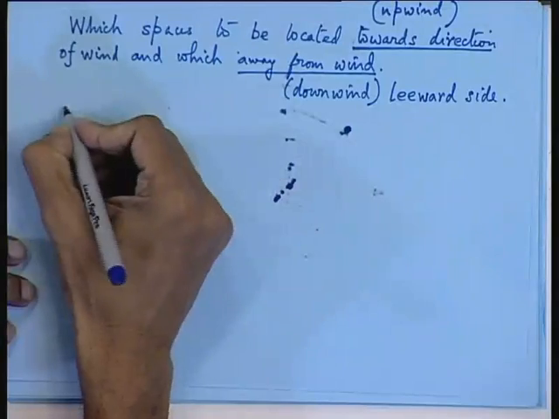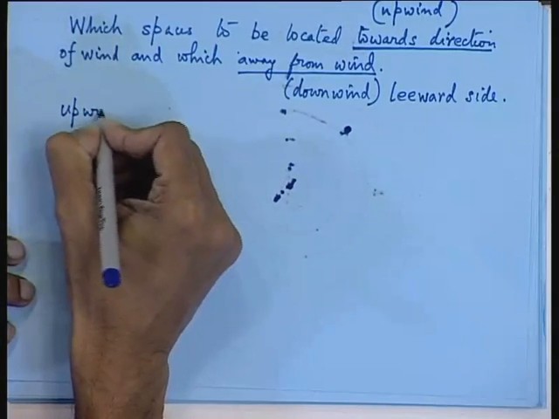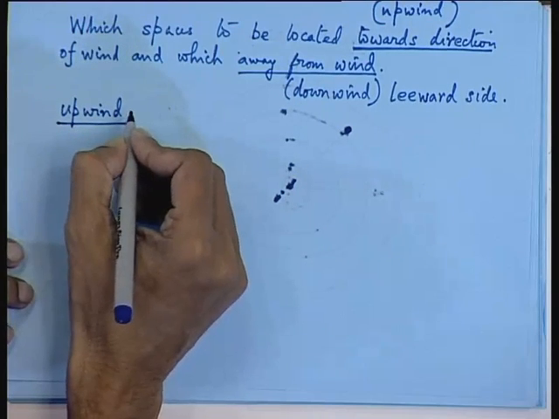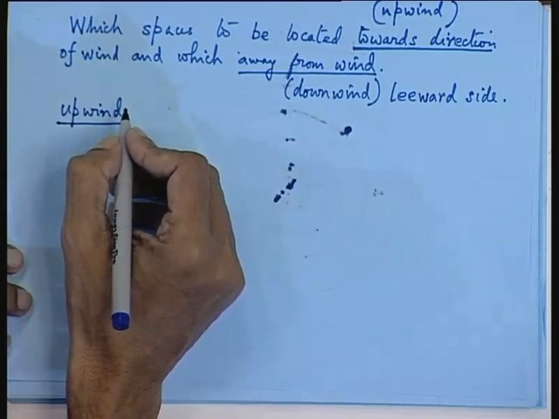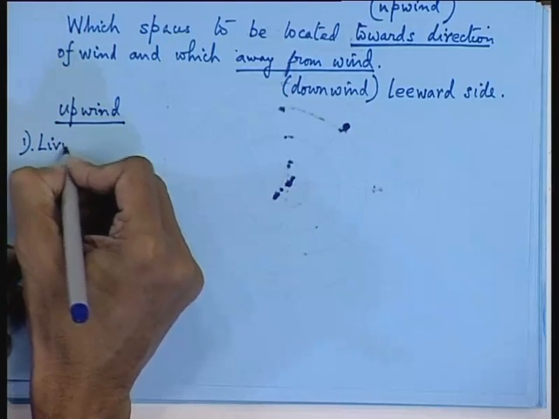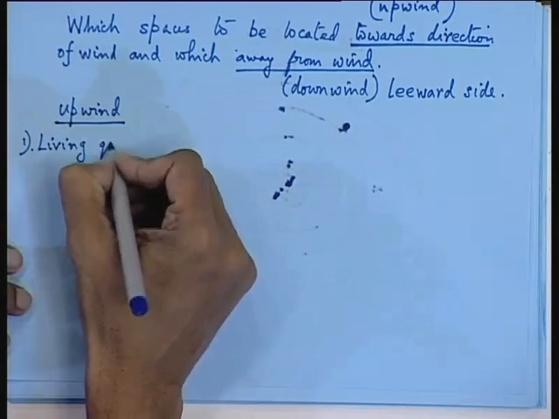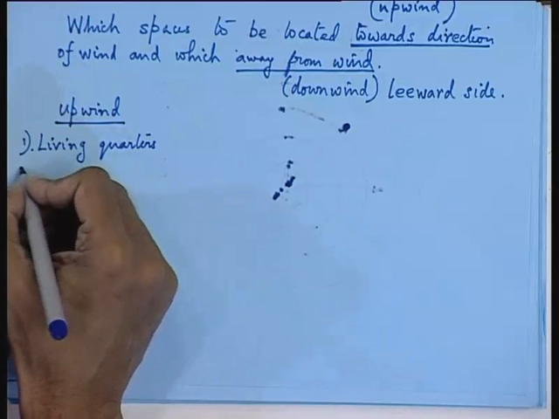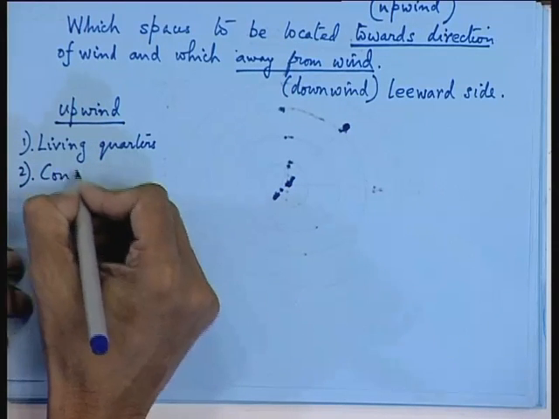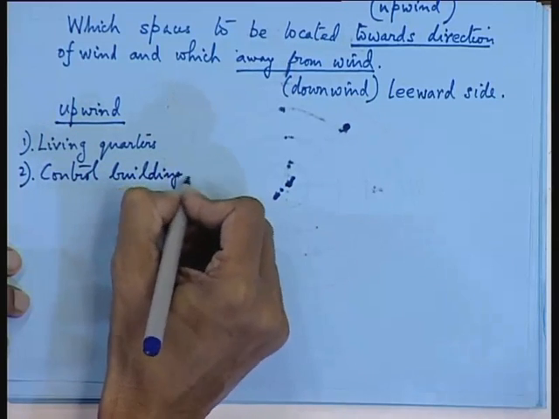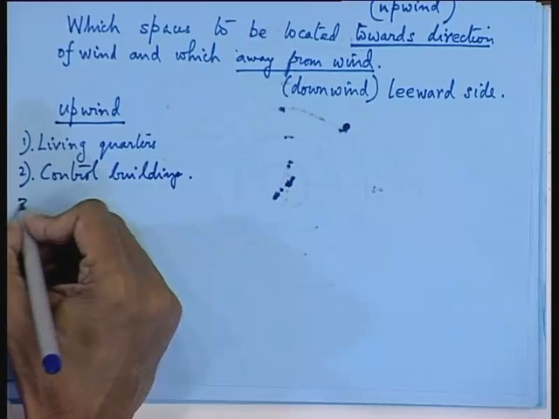Now, upwind consideration. Upwind spaces are these, that means these spaces will face the wind. So, these are living quarters. Next, you have control towers or control buildings. Then you have helidecks.